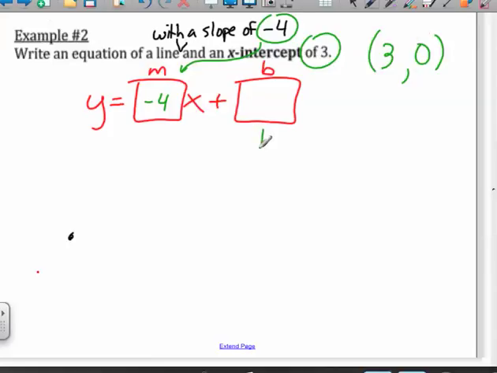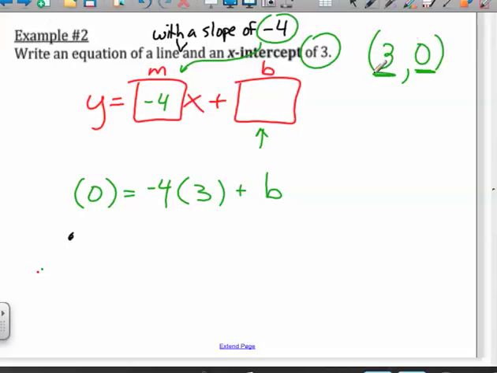Now, I don't have b. But what I do have is a y. I have the slope. I have an x. And I can try and find b. Do you see that I'm going to put 0 in here, because that's the y that I've got? I'm going to put 3 in right here because that's the x that goes with it. And do you see now there's only one variable left? Can I take that equation and find out what b equals?